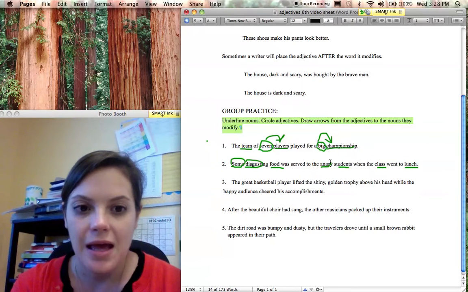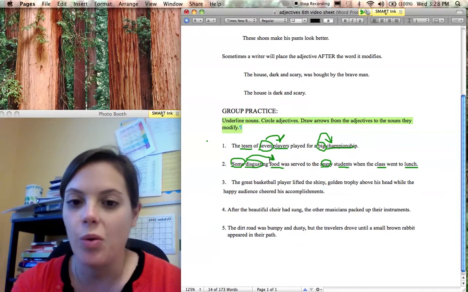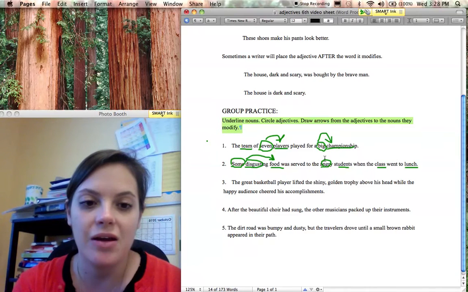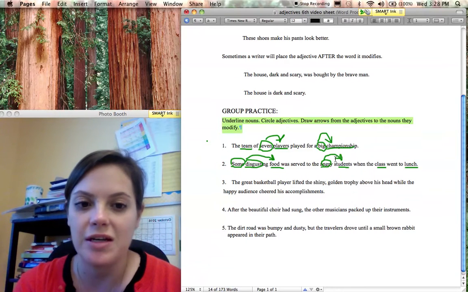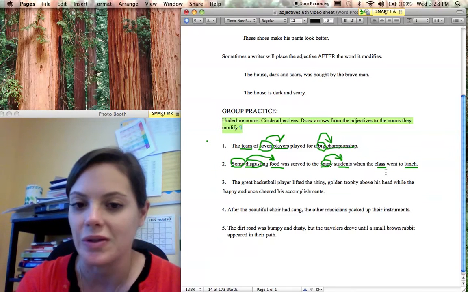disgusting, angry. Okay, so it looks like some and disgusting are telling me what kind of food it is. Some disgusting food. All right, and then angry is describing my students, what kind of students they are. They're angry students. All right, and I don't see any describing class or lunch.